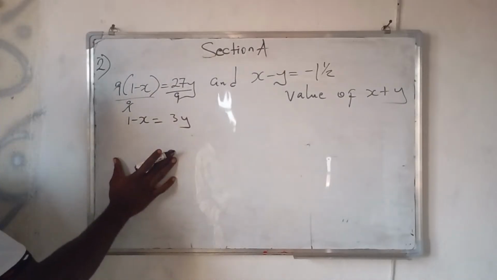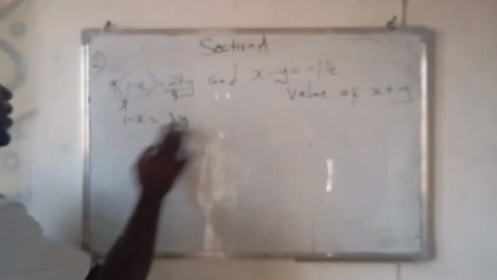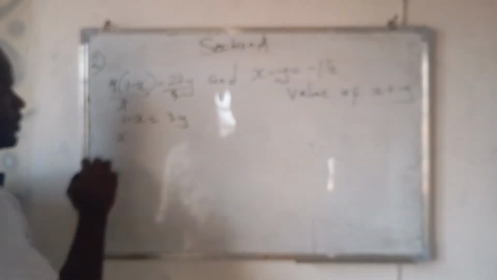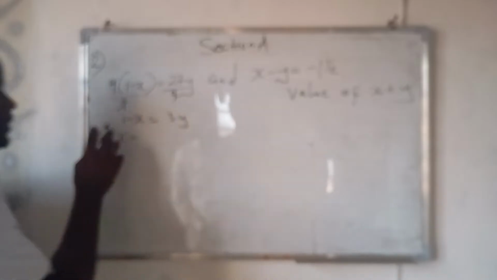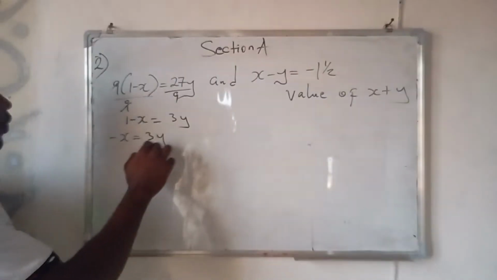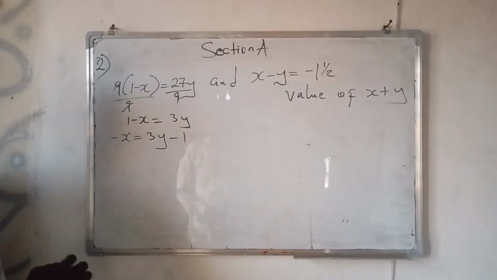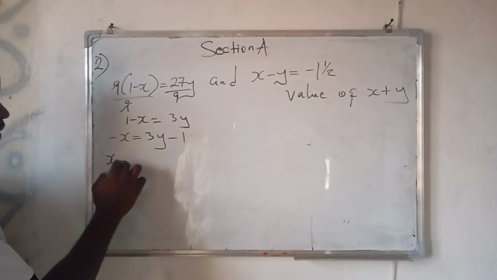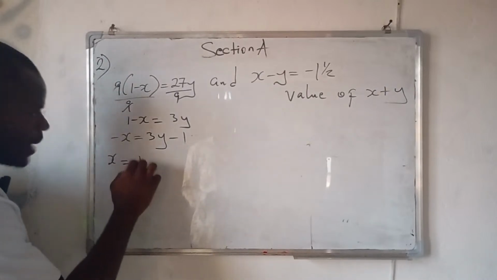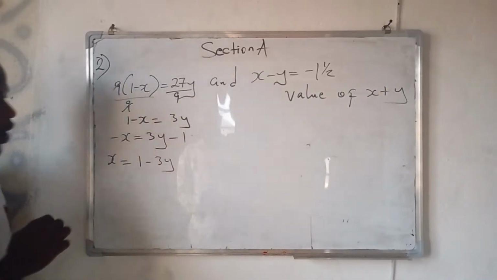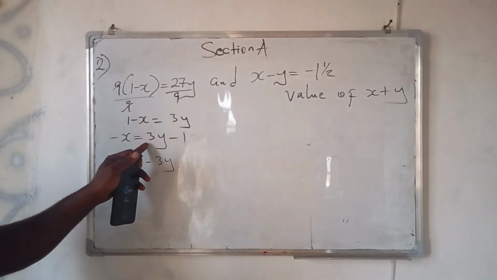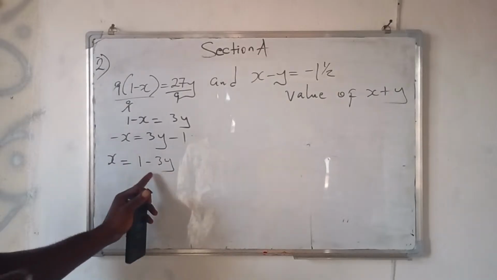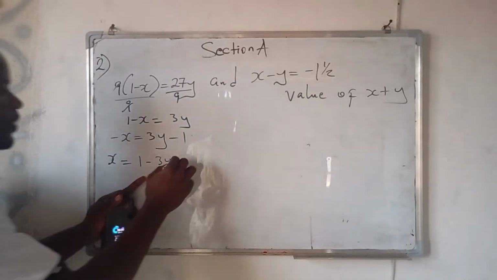Now, we can call this our equation, making x the subject of the formula. You're going to have x is equal to... minus x is equal to, this will cross over, 3y minus 1. Multiplying both sides by minus will give x equal to 1 minus 3y. Of course, minus times positive 3y will change it to minus 3y, and minus times minus 1 will automatically change it to plus 1. So this is our equation 1.